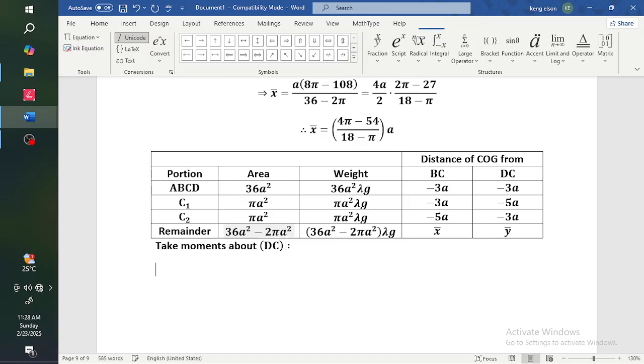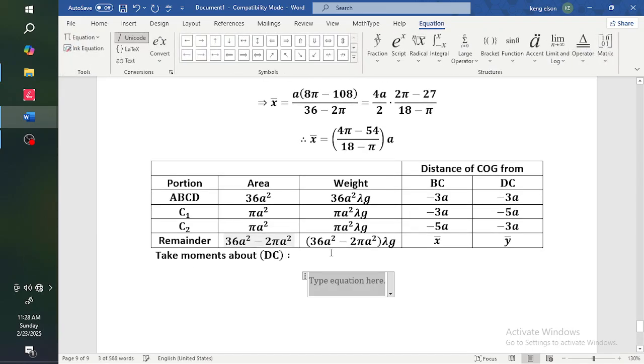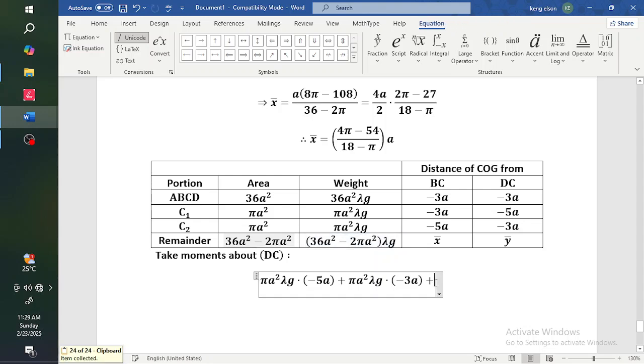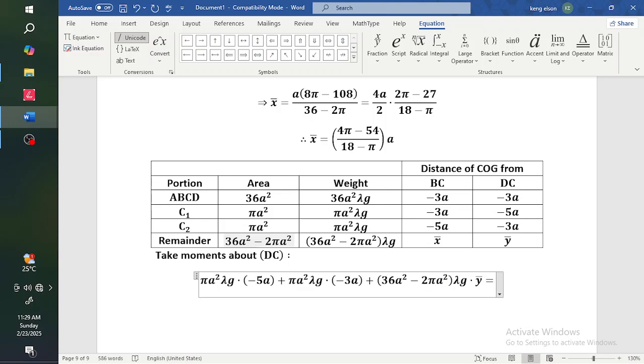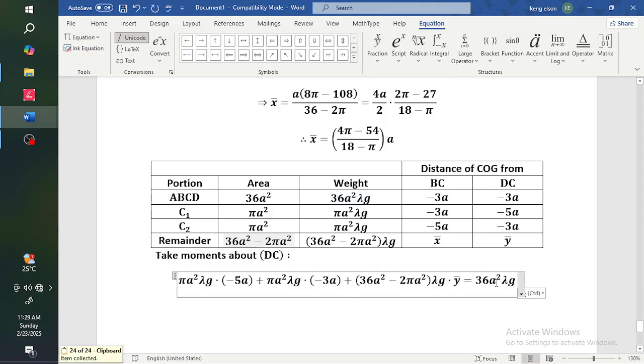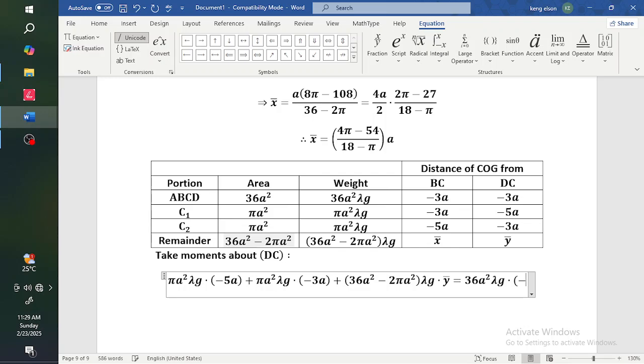If we take moments about DC, same story. We take the individual portions. We have the weight of C1. We multiply it with its perpendicular distance from DC, which is minus 5a, plus the weight of C2 times its own perpendicular distance, which is minus 3a, plus the weight of the remainder times its own perpendicular distance, which is y bar, equal to the weight of the whole system, that's the weight of the whole lamina, times its own perpendicular distance, which is minus 3a.